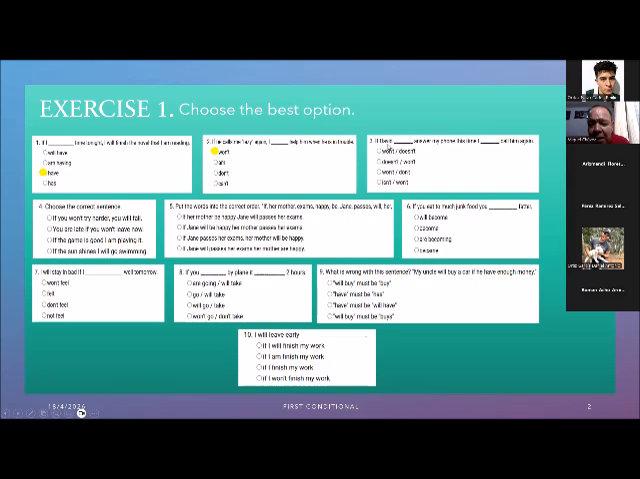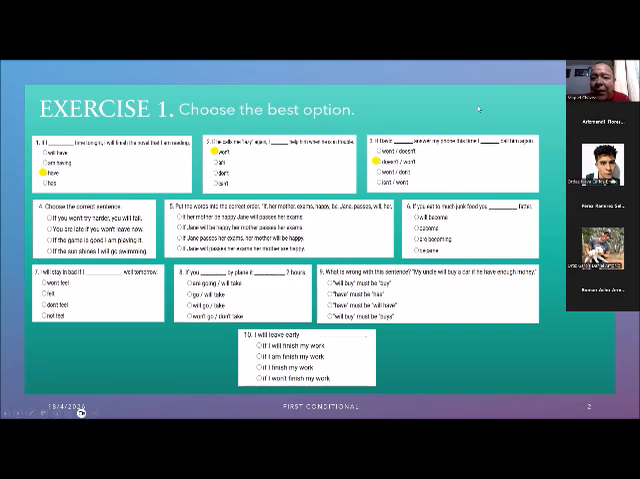If David isn't answer my phone this time, I don't call him again. Remember that for the simple present, we use the auxiliary do or does. In this case, what is it? Doesn't and won't. Exactly. Can you read it again, please, Emilio? If David doesn't answer my phone this time, I won't call him again. Exactly. Thank you so much, Emilio.